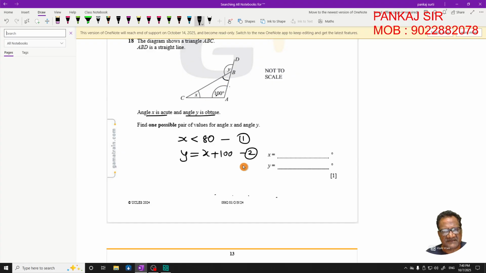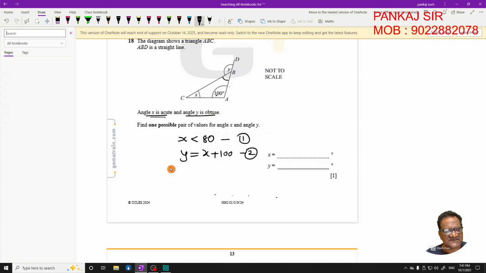I'll explain why. Think of any number x. Then x should be less than 80, and one more thing you have to see is that x is acute, so it should be less than 90. So we have to take less than 90, but you cannot take 89 or 88, because your x should be less than 80 also. So this is the main condition. He has given you that x is acute. Acute can be anything less than 90, but our modified condition is x should be less than 80.